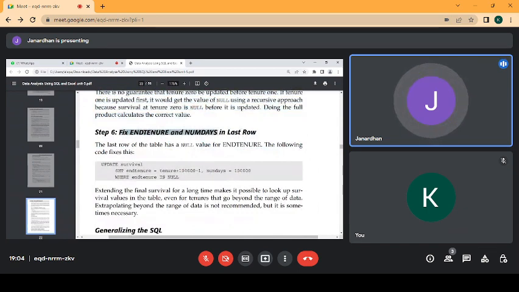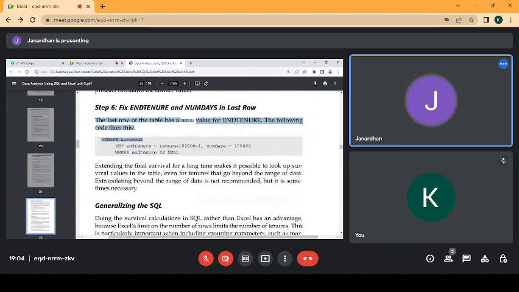Fix end tenure and number of days in the last row. The last row of the table has a null value for end tenure. The following code fixes this: update survival set end tenure equal to tenure plus 100000 minus 1, number of days equal to 100000, where end date is null. Where end date is null only. Extending the final survival for a long time makes it possible to look up survival values in the table, even for tenures that go beyond the range of data.